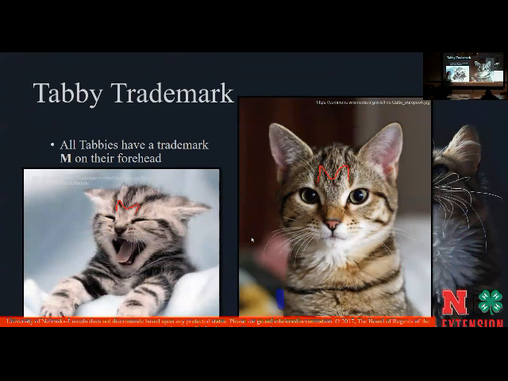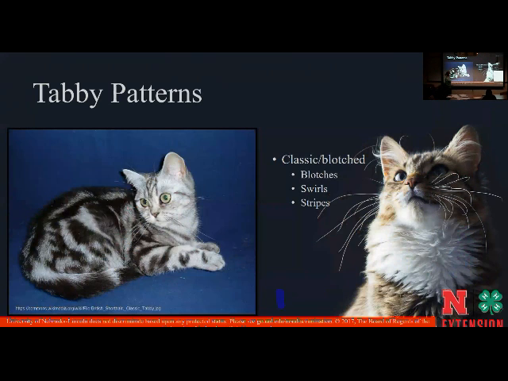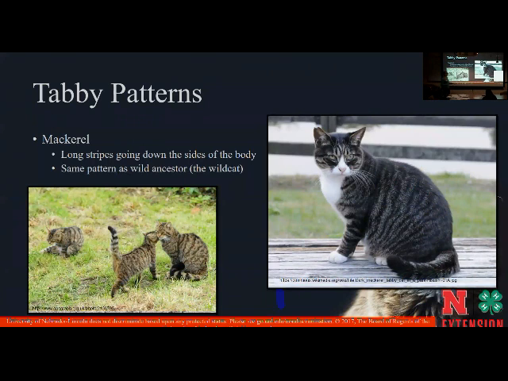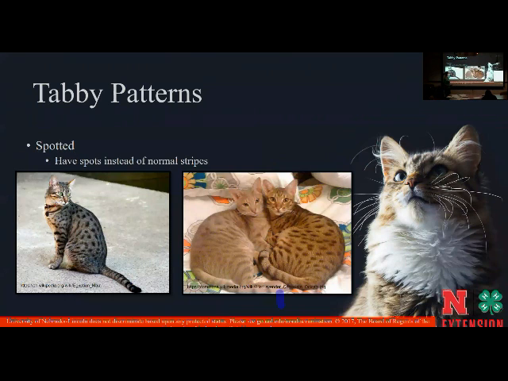So the last one was the tabby trademark, which hopefully y'all got an M right on your cat's foreheads for your tabby trademark. Here's our classic, our blotched tabby. You can't see them as well in this picture. So they have these splotches or swirls kind of on their side. He's a little hard to see in that picture though. Our mackerel tabby, which is the one that has the striping down the side. So we've got stripes. And then our spotted tabby, it's broken up into spots on our cat.